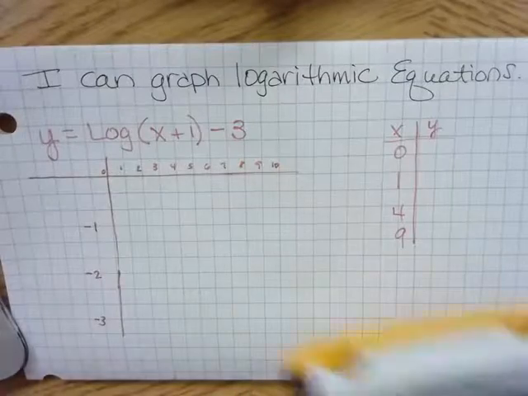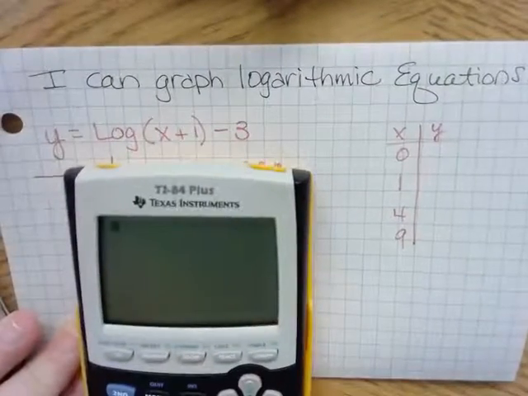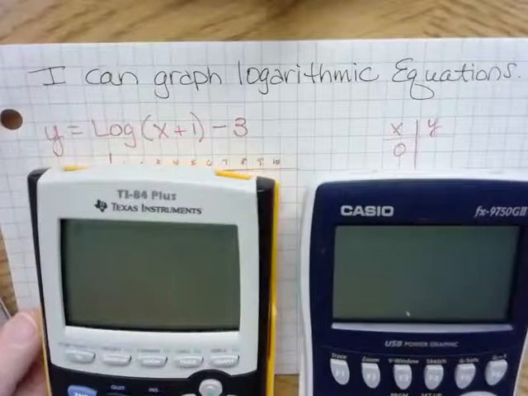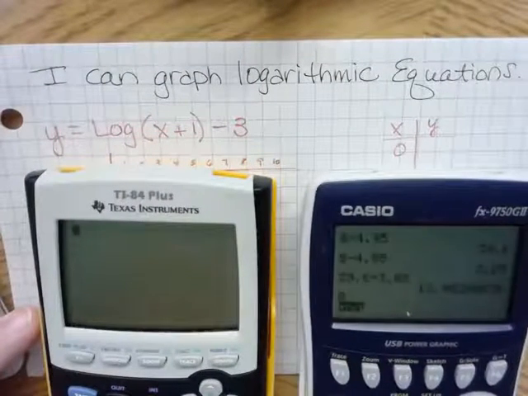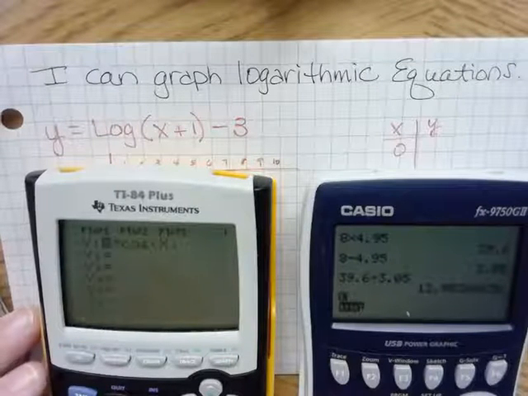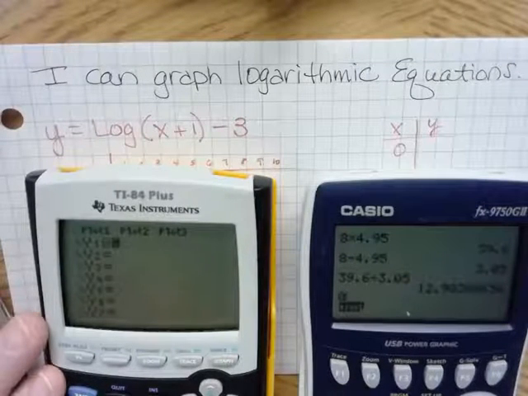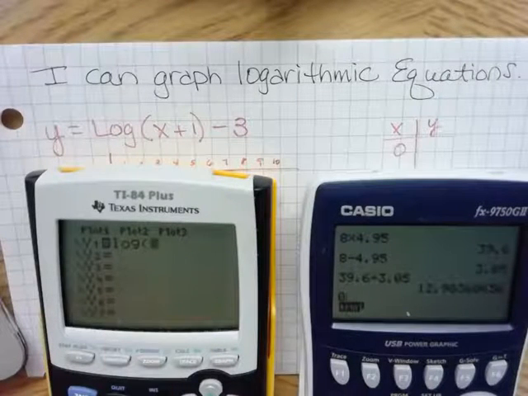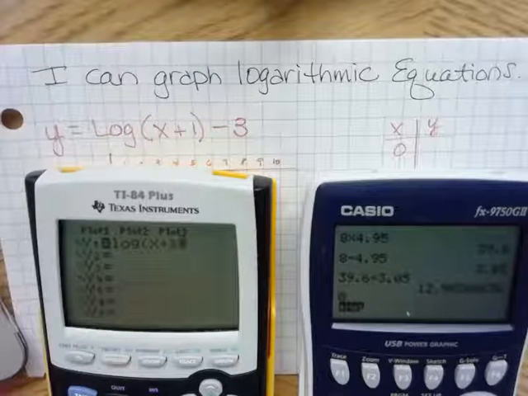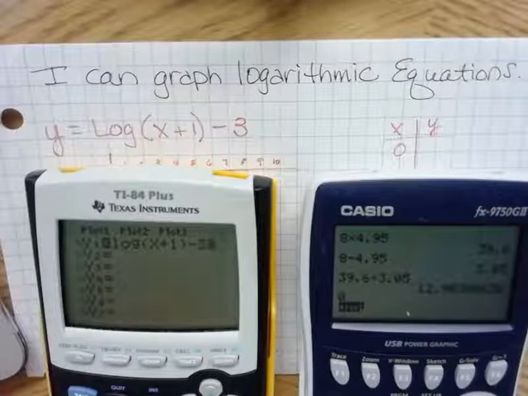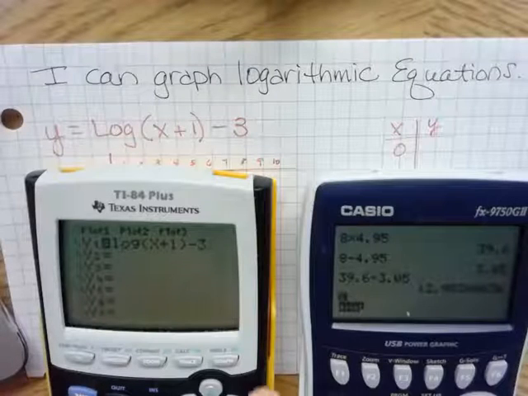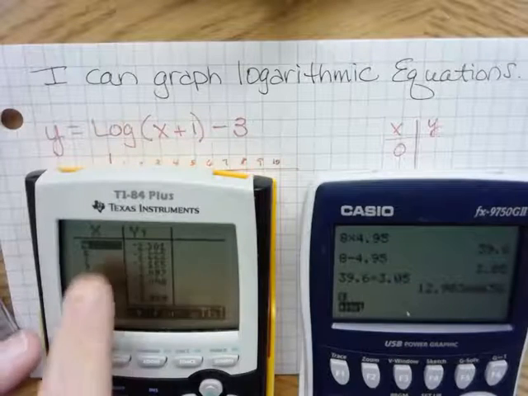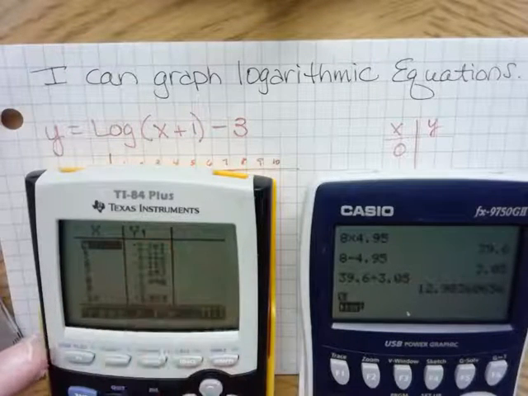We're going to start with the TI, but then we're also going to bring in the Casio, since some of you have those. So I'm going to go ahead and get them both turned on. With the TI, I'm going to go to y equals, and I'm going to type in the equation. So log, notice that the parenthesis comes up automatically, x plus 1, close the parenthesis, minus 3. And for the TI, I'm going to use second graph, which is the table function, and notice that I've come up with x values and y values.